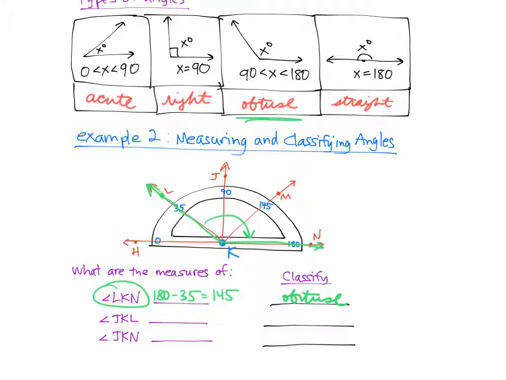Okay. For angle JKL, we go from 35 to 90. So this is going to be 90 minus 35, which is 55. And that is in between 0 and 90, so acute. And then, different color, JKN. So start at J, to K, and then end at N. Going from 90 to 180, so this is 180 minus 90, which is 90. And that's exactly 90, so it is a right angle.